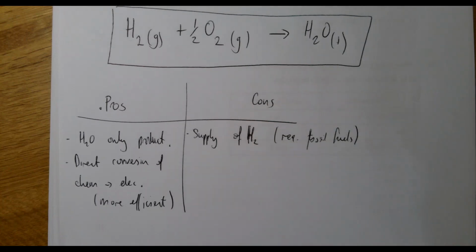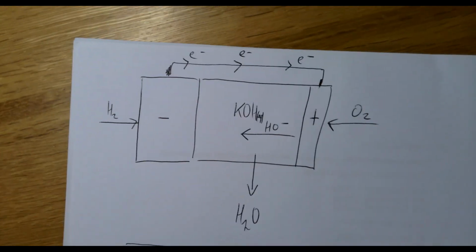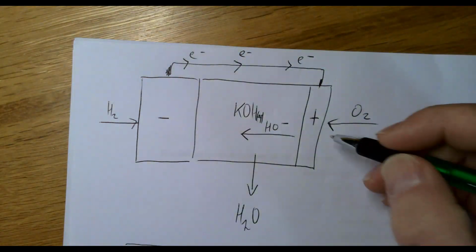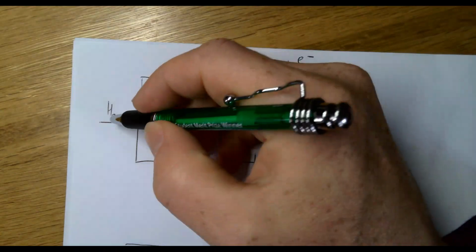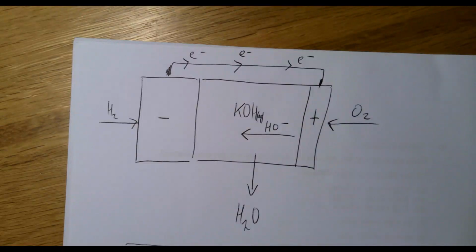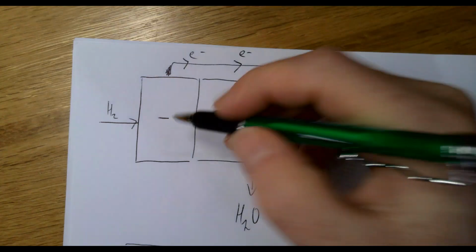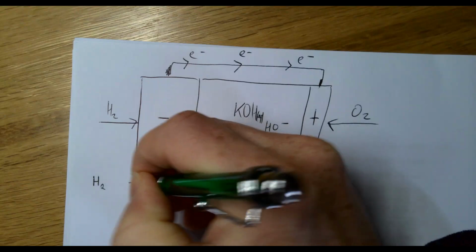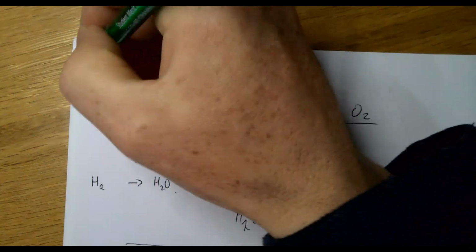So you really ought to be able to talk through what's going on here. So this is the negative electrode and the positive electrode. We'll name those in a moment. The hydrogen at the surface of the negative electrode is converted to water, and clearly that's an oxidation process. And so if it's oxidation, it is the anode.